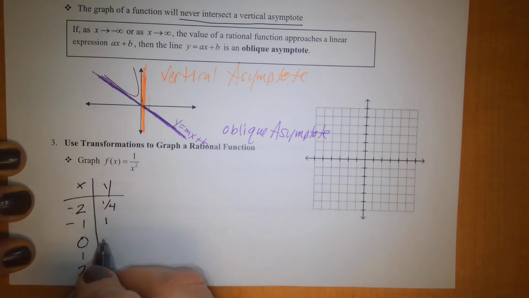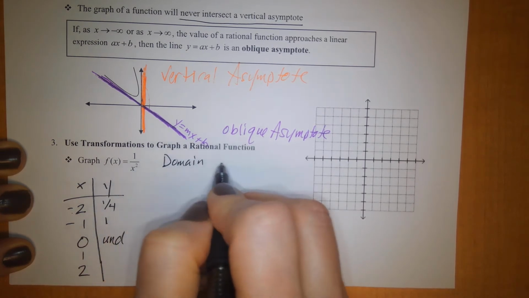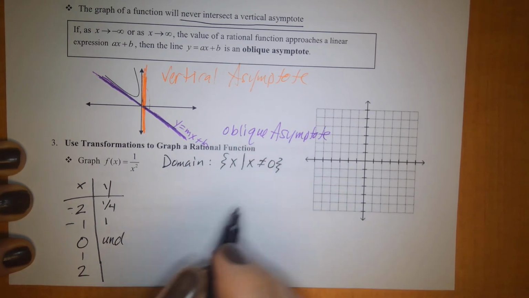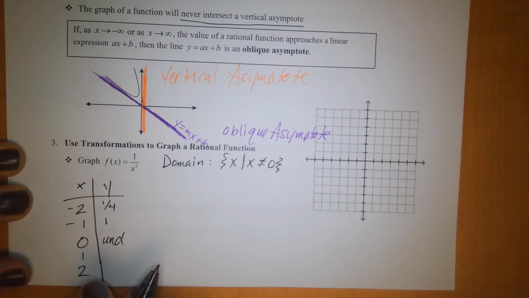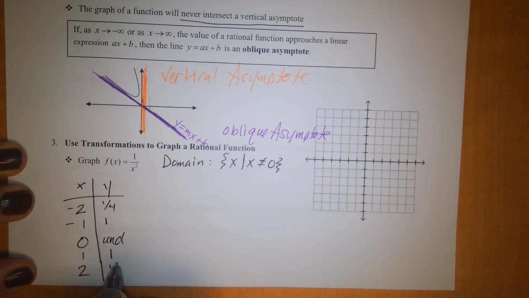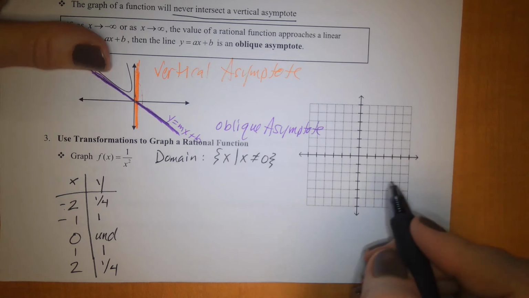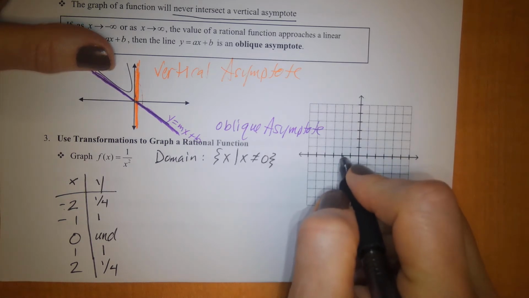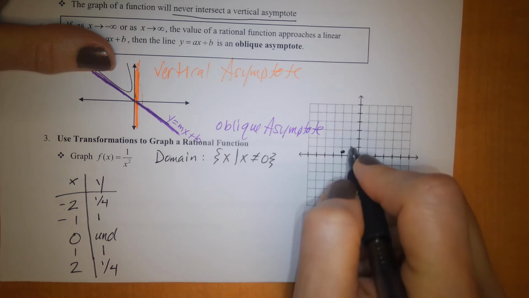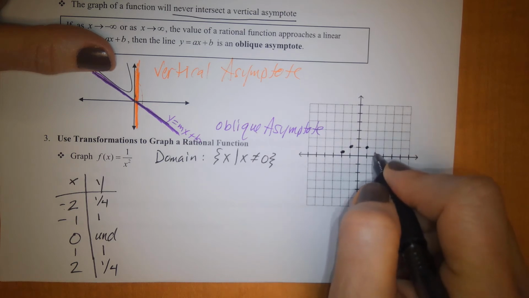What's 1 divided by 0? Oh, that's undefined there, because the domain does not allow x to be 0. Okay, so that is undefined at 0. If x is 1, again we have 1, and if x is 2, again we have 1/4. So I don't know if this is enough information to graph or not, but let's graph what we have. At -2, positive 1/4; -1, 1; 1, 1; and 2, 1/4.